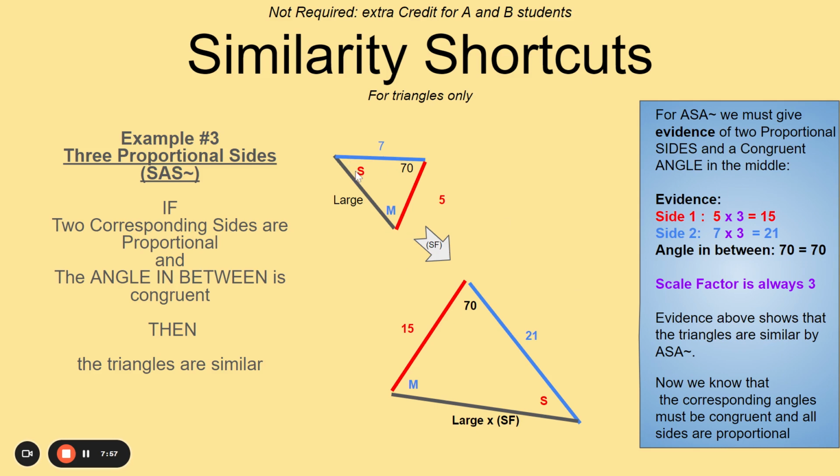Okay, once again, similar means that the sides are proportional, the angles are the same. So that's what we know about these two triangles. Even though we don't know what this large side is, or this large side over here, we know that whatever this is going to be multiplied by the same scale factor. In this case, it's 3 to get this one over here.